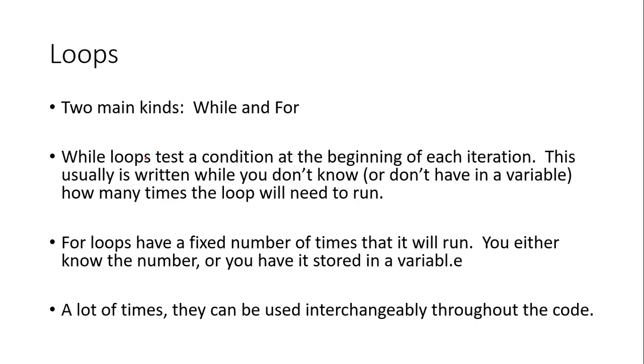For loops are for when you have a fixed number of times that it will run. A lot of times you'll find that you navigate more towards a for loop because you probably do know the information inside that variable. A lot of times they can be used interchangeably throughout the code. You just need to think a little bit more about how to, let's say, jimmy-rig a for loop into a while or a while into a for. But a lot of times you can interchange them throughout your code and it will work. Just be careful on that.